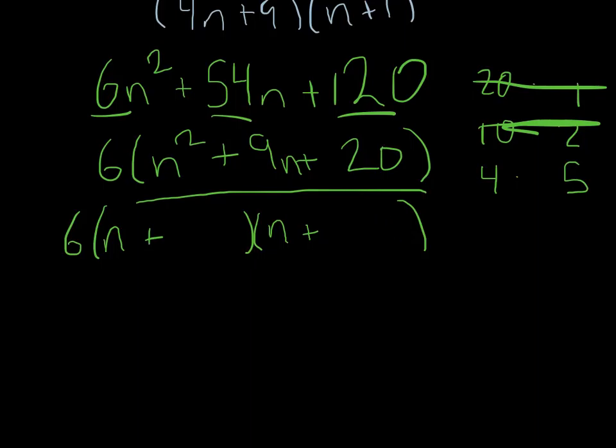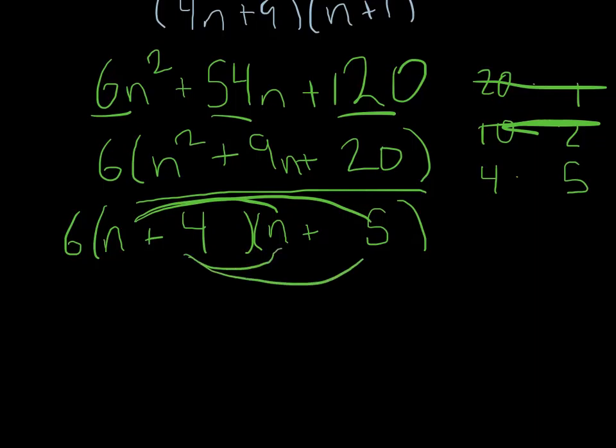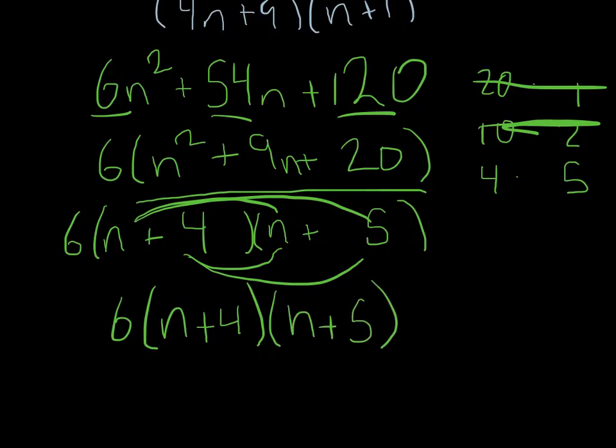And then if we try 4 and 5, we have n squared, and then 5n plus 4n is 9n, plus 20. So that gives us what we want, so our final answer is this, because we took out our greatest common factor and then factored the rest. So this is the solution.